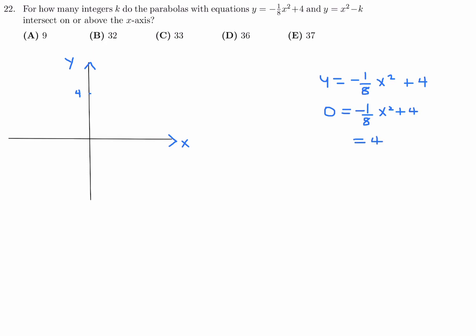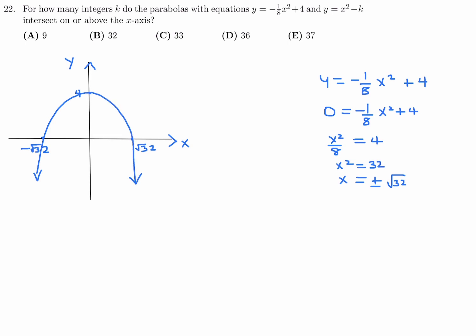If I do that and solve for x, I will get 4 is equal to x squared over 8. Therefore, x squared is equal to 32, and therefore x is equal to plus or minus root 32. So root 32 approximately here and here. We don't have to be super accurate. Now, this parabola is going to look something like this, like that.